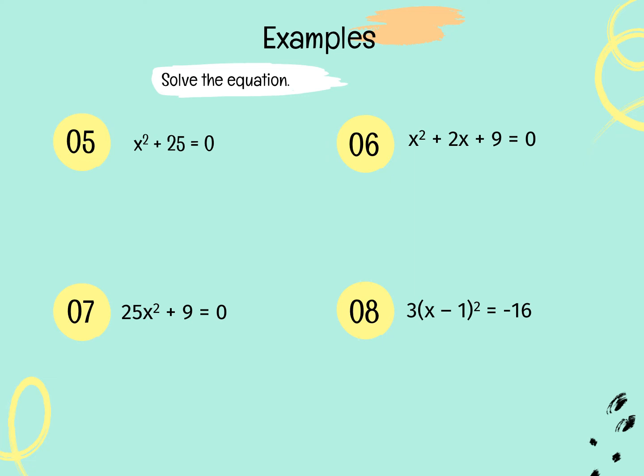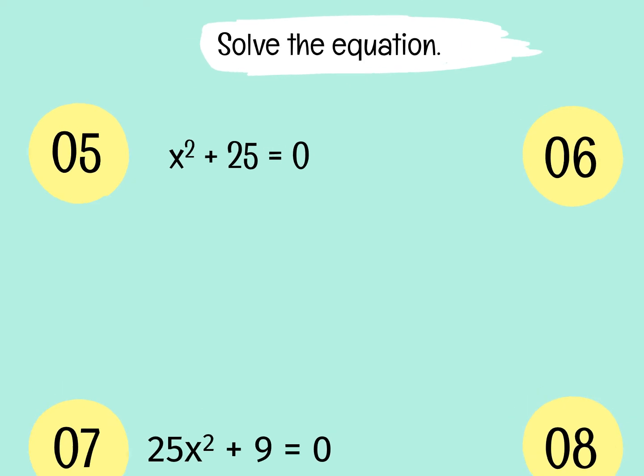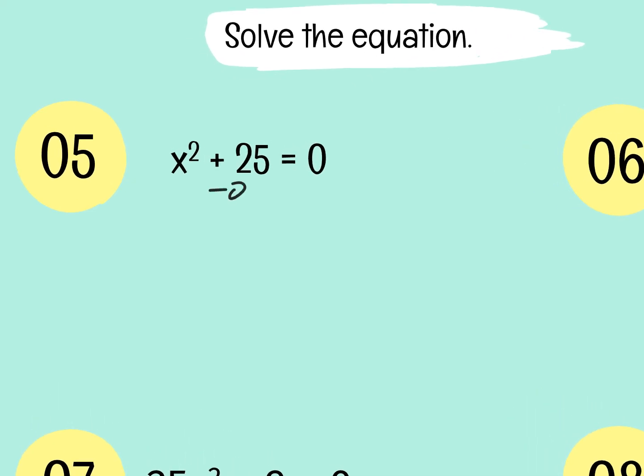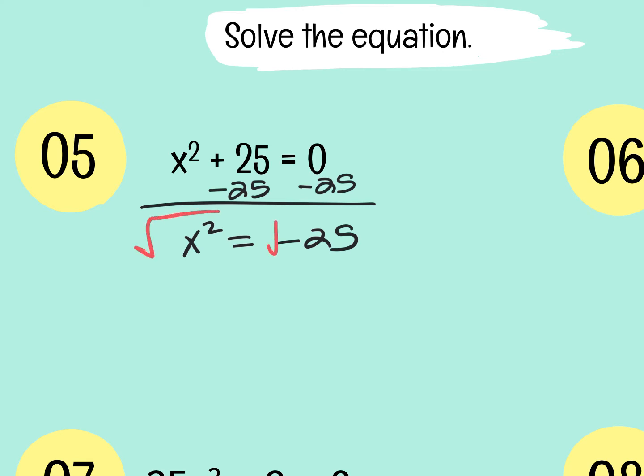use my even root method. So I'm going to isolate the square term by subtracting 25, and I get x squared equals -25. I'm going to apply that even root or square root method, and this comes out, and I get x is equal to plus and minus 5i. And I'm done.